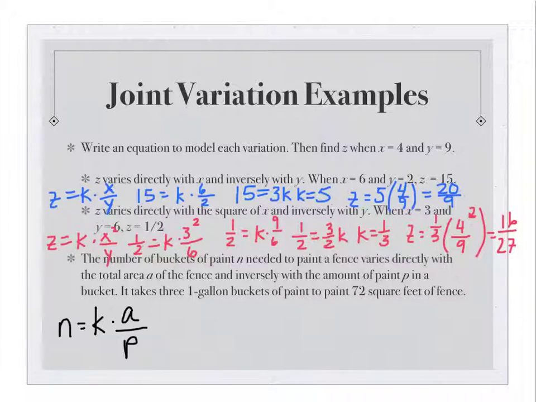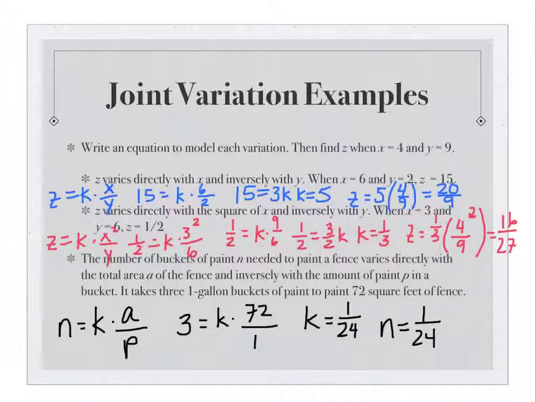Let's find K. It takes 3 1-gallon buckets. So number of buckets equals K times area, 3 1-gallon buckets to paint a 72 square foot fence. And they're 1-gallon buckets. So that means that k has a value of 1/24th in order to give me that. So that means N equals 1/24th times A over P. So A over 24P, and that would be the basic formula there for that problem.